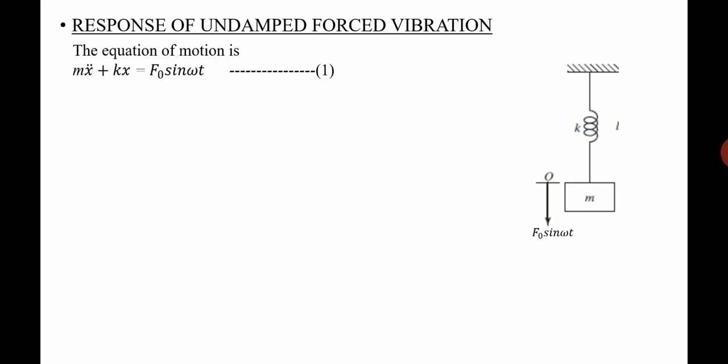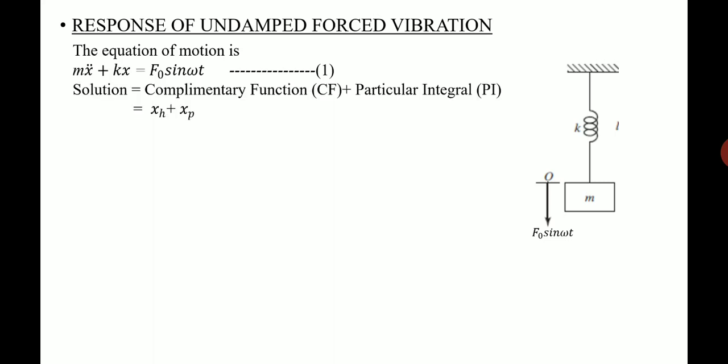So the equation of motion, as you know, in case of a free vibration, will be m x double dot plus k x is equal to 0. Since there is no external excitation, m x double dot plus k x is equal to 0. But in this case, there is an external force f0 sine omega t. Therefore, the equation of motion will be m x double dot plus k x is equal to f0 sine omega t, where f0 sine omega t is the external excitation which we are giving, which is of the harmonic form.